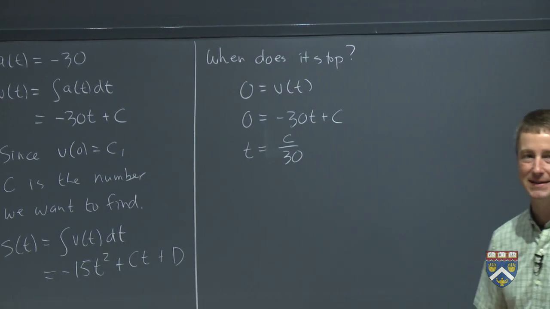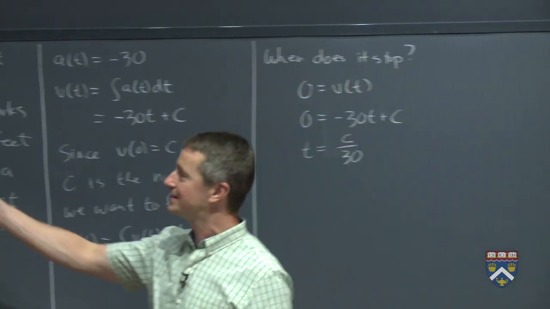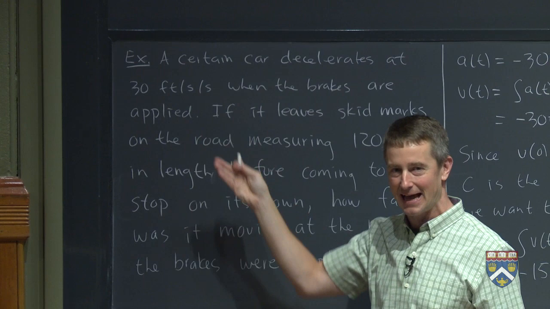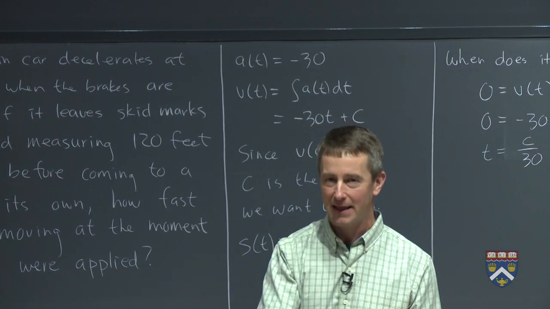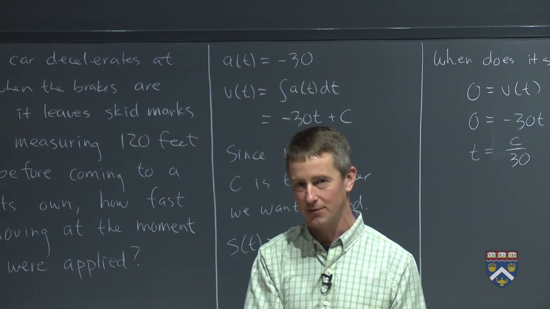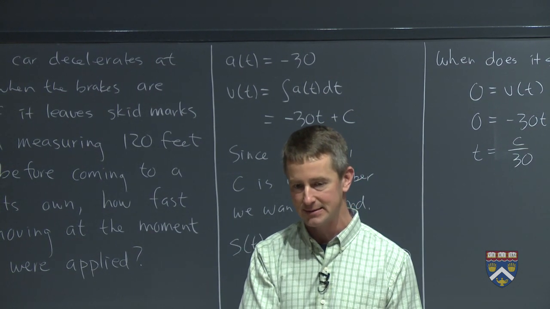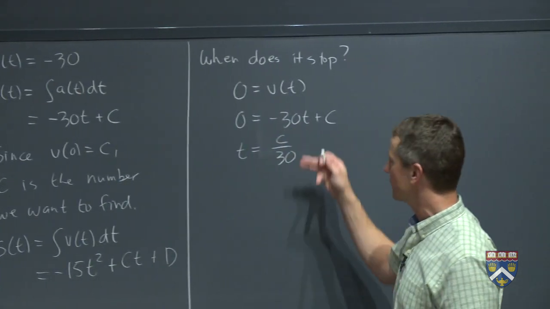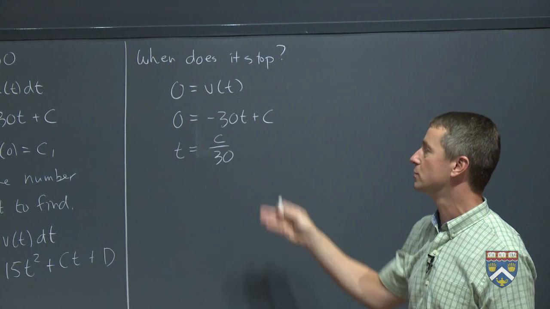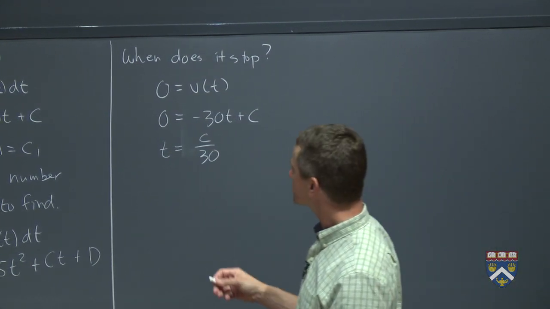And that makes sense, because suppose the car were going at 60 feet per second. If it decelerates at 30 feet per second every second, what does that mean? At time 0, it's going 60 feet per second. 1 second later, it's lost 30 feet per second of velocity, so it's gone from 60 to 30 feet per second in 1 second, and then down to 0 feet per second in 2 seconds. And look, if you take 60 over 30, you get 2. So this seems to make sense. Now we're almost there.